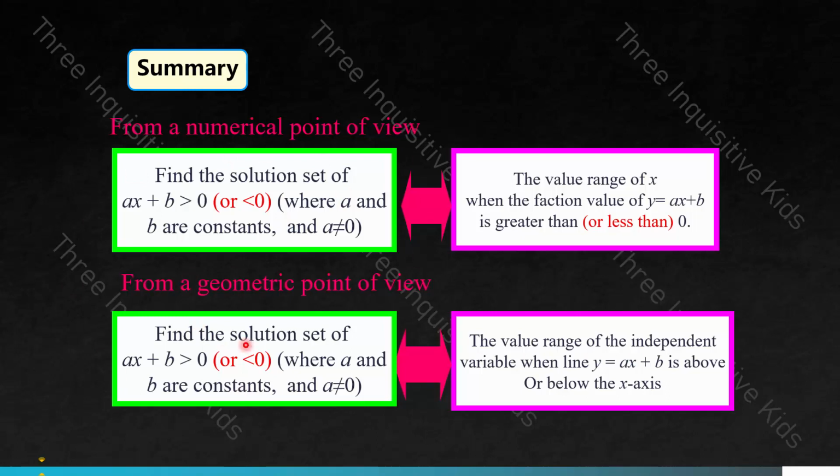So we are trying to find the same thing, and depending on which point of view you look at it from, it corresponds to something else. For example, here it is finding the value range of x looking at the function value. But from a geometric point of view, it's the value range of the independent variable when looking at the graph of the function compared to the x-axis, whether it's above or below.